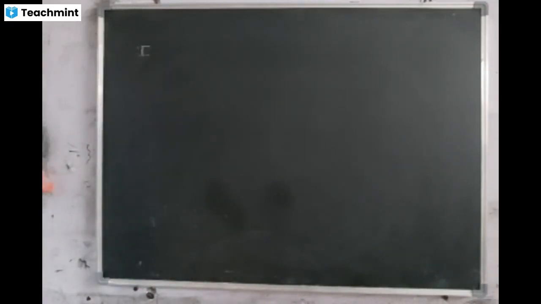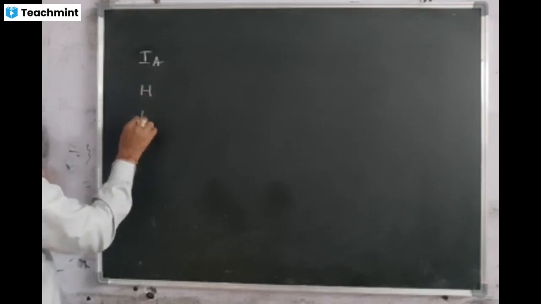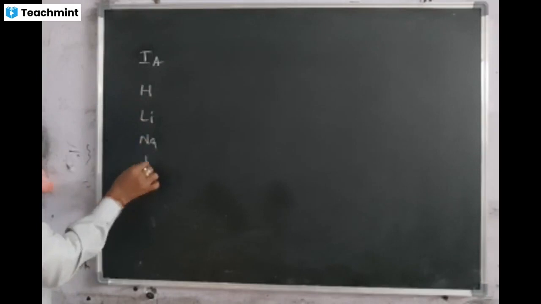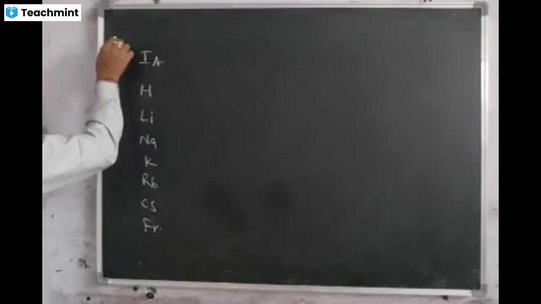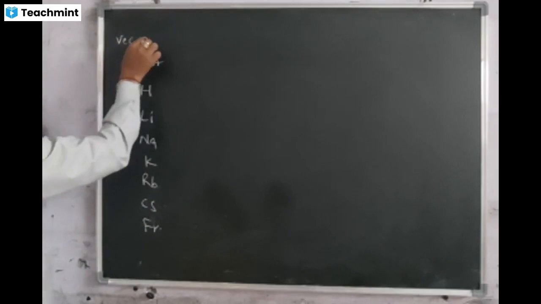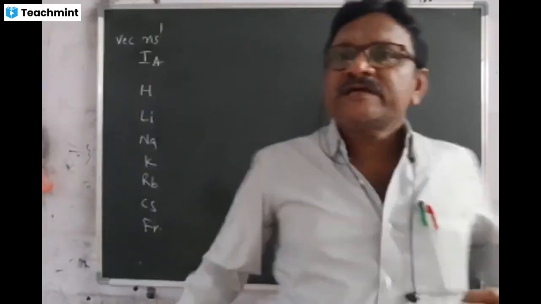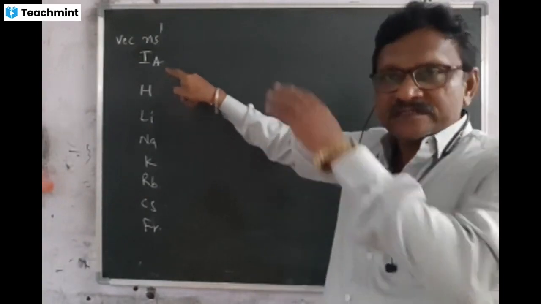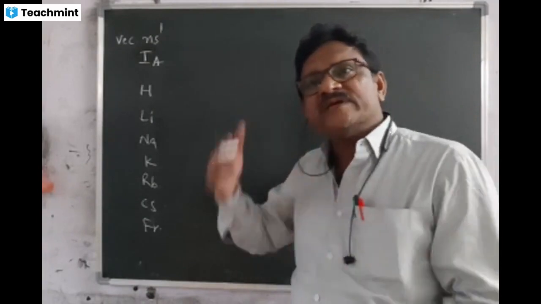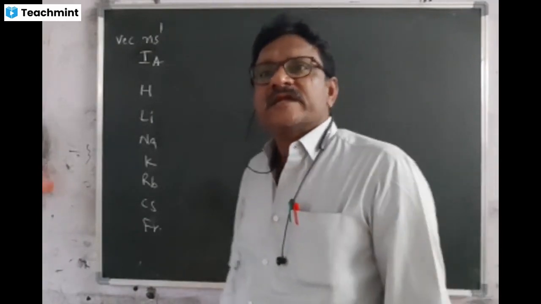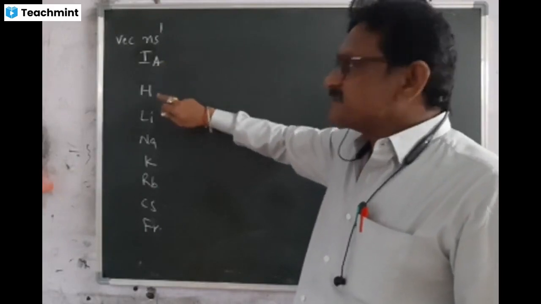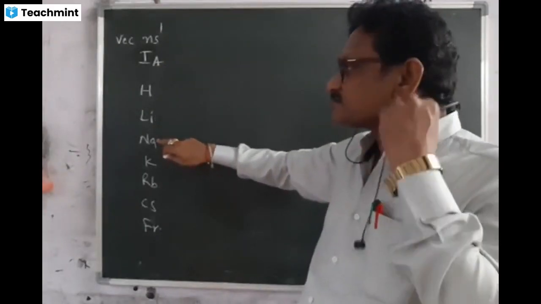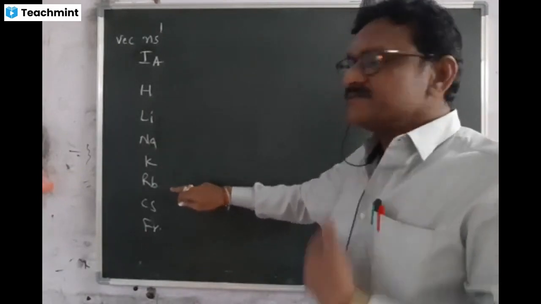See, first group elements. What are the first group elements? Hydrogen, lithium, sodium, potassium, rubidium, cesium, francium. The valence electronic configuration is ns1, isn't it? Write them down, even if you write one more time, then you get perfection.